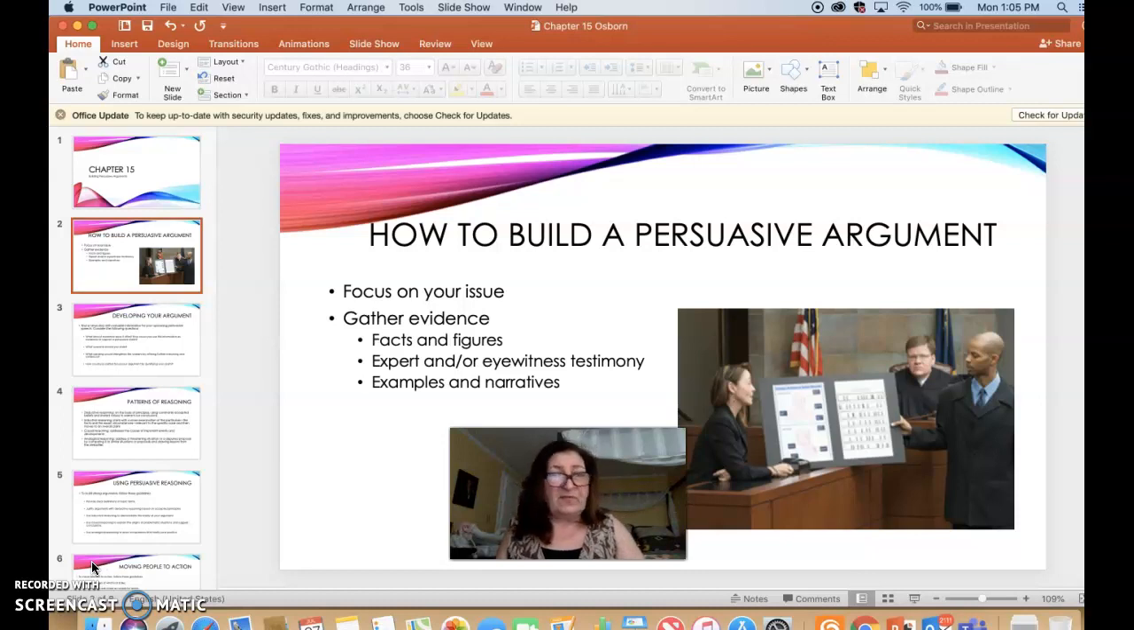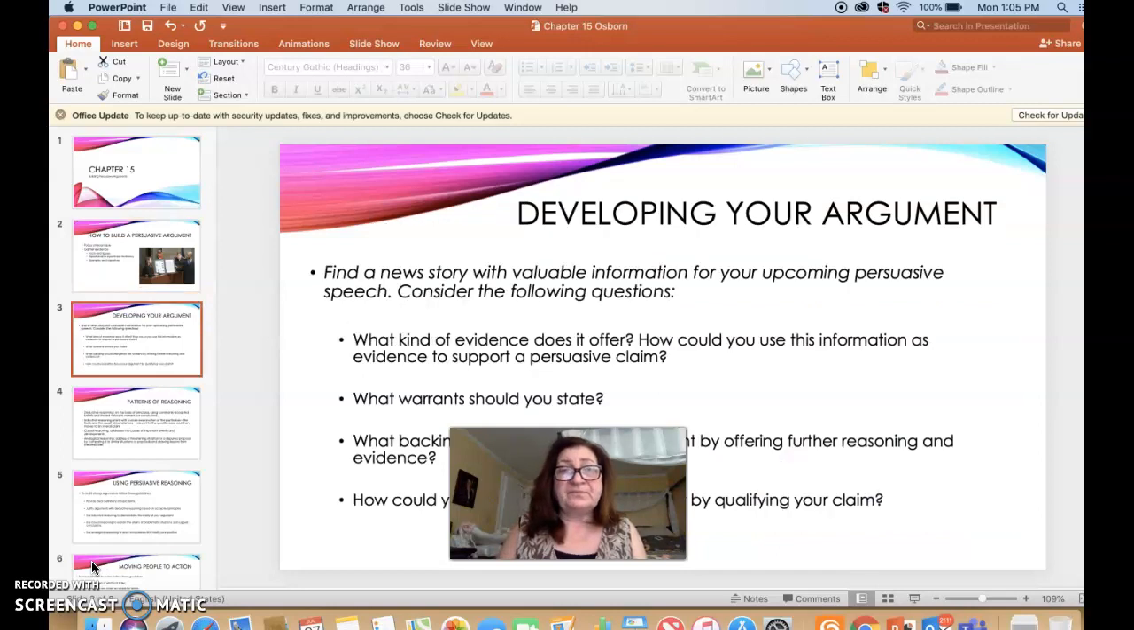First of all, we need to focus on the issue. We need to learn how to phrase your issue briefly, concisely, and strongly. And then we need to find information to support your argument, your way of seeing how to resolve the issue. And that evidence will, of course, include, as usual, facts and figures, expert or eyewitness testimony, and examples or narratives from real life.